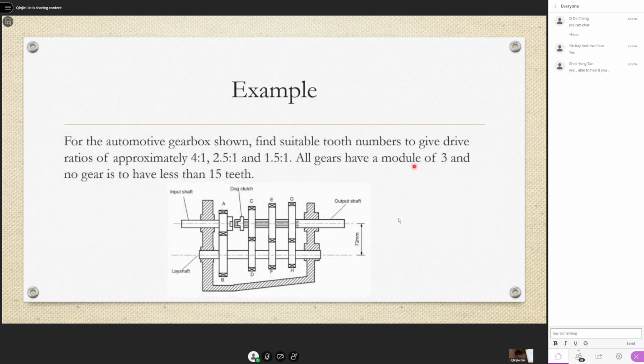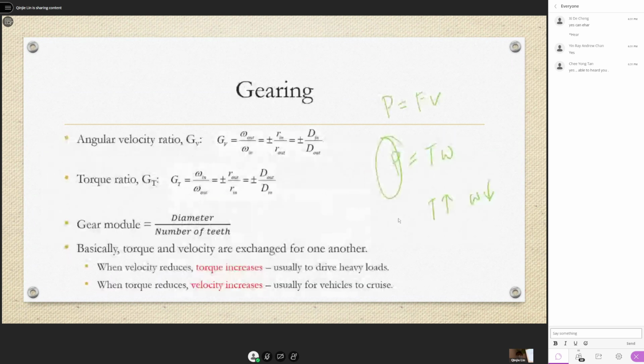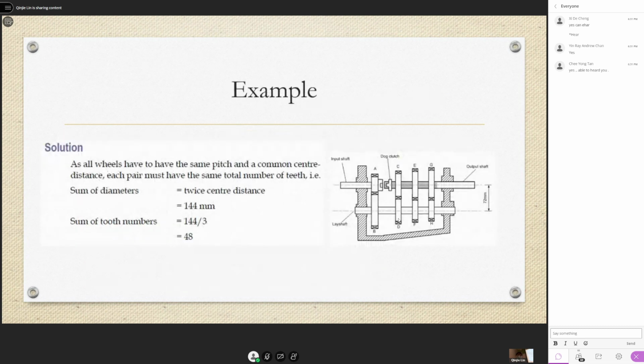And then the sum of the two numbers means how many teeth it should have. In the question, they tell us the gears have a module of 3, and the definition of gear module is diameter over number of teeth. So this is 3, the diameter is known already. We can find the number of teeth. Okay, so the number of teeth is 48 for a pair.